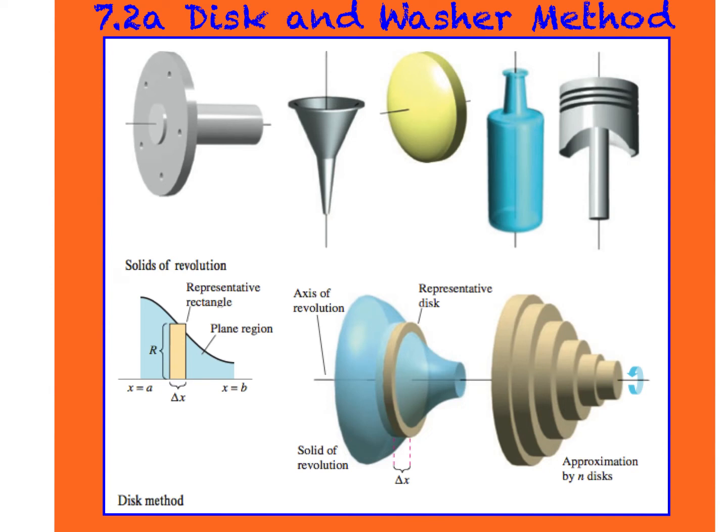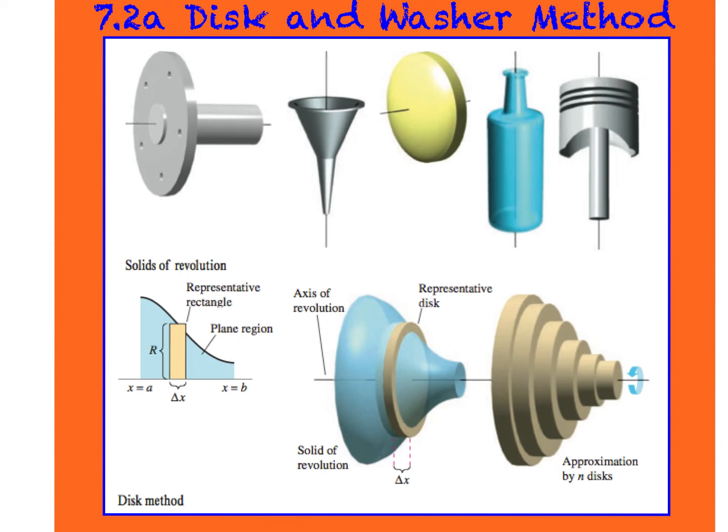7.2a disk and washer method. So what we're going to be doing now is, before we did area under a curve, we did top minus bottom and right minus left. And now we're going to rotate that area around an axis. So it's going to be coming off the page. And now it's going to go from two-dimensional space to what? Three-dimensional space. And that's what we're going to be doing today.